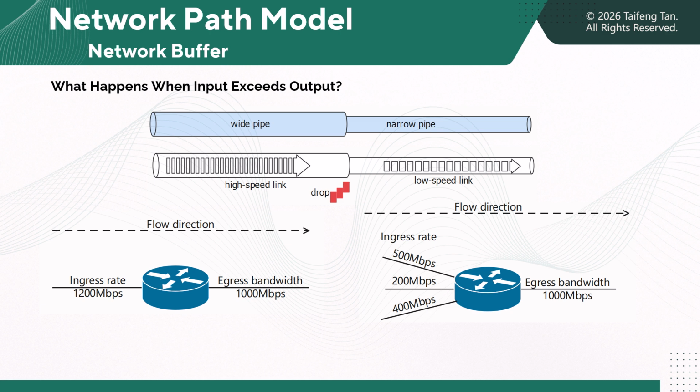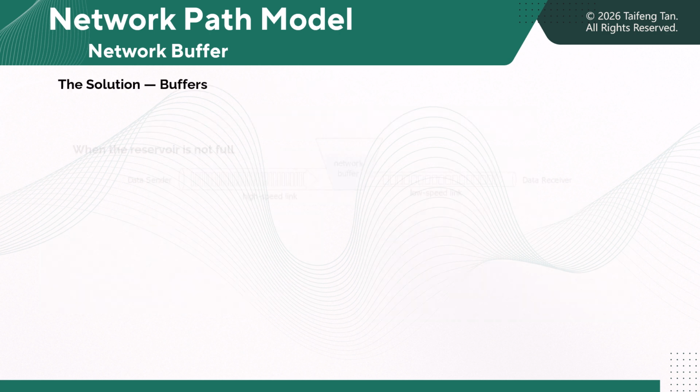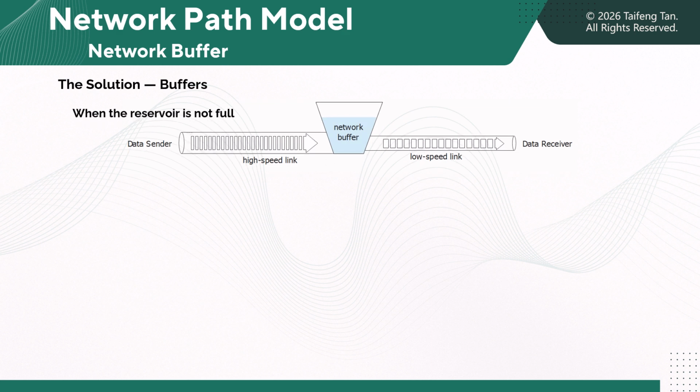Data packets often move from a high-speed link into a slower link somewhere along the path. When packets arrive faster than the outgoing link can transmit them, the excess packets begin to pile up. Now, if nothing was done, those extra packets would just be dropped immediately. To prevent that, network devices like routers include something called buffers.